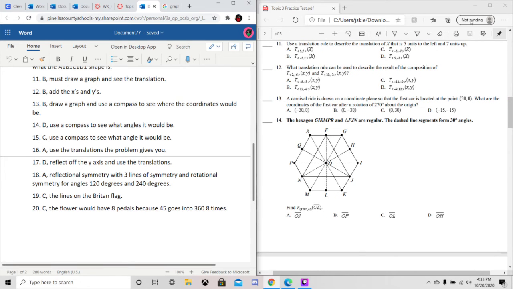A curve is drawn on a coordinate plane starting at 30, 0. What are the coordinates of the curve after a rotation of 270 about the origin? For this, I would recommend not drawing a graph unless you have a compass. And a math compass is very difficult to use. Well, for me at least.